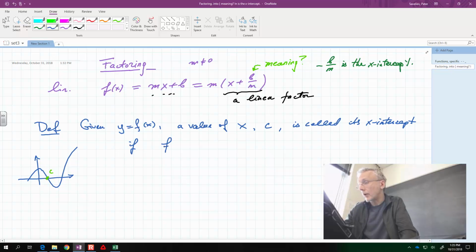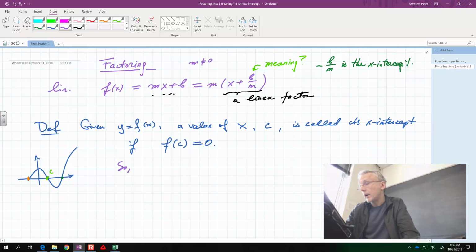That's right. So f of c is equal to 0. Okay, f of c is equal to 0 is what makes it a y-intercept. As you can see, you can easily have many y-intercepts. So that's the challenge.